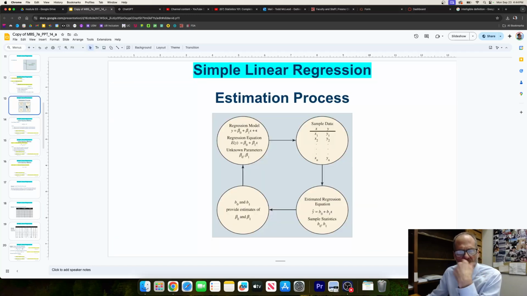Okie dokie. And here's a little diagram of the estimation process. This one kind of confuses me because it's like, where do I begin? Do I begin here and keep going around, or begin here? Here we have our regression model and our regression equation. Here we have unknown parameters, right? We don't know what our y-intercept beta naught or our slope beta 1 is for the population. So we get some sample data, and we have our estimated regression equation, where y hat is equal to that, and we have sample statistics. These are estimates of those. That's what that says. But I'm not sure why we go back up to this.